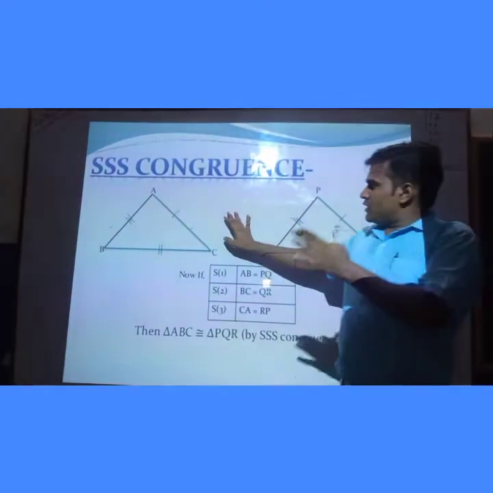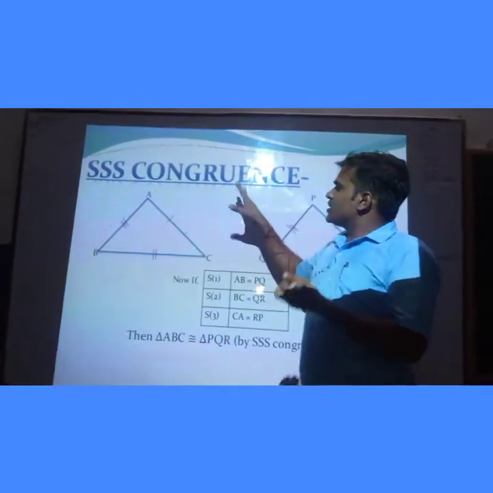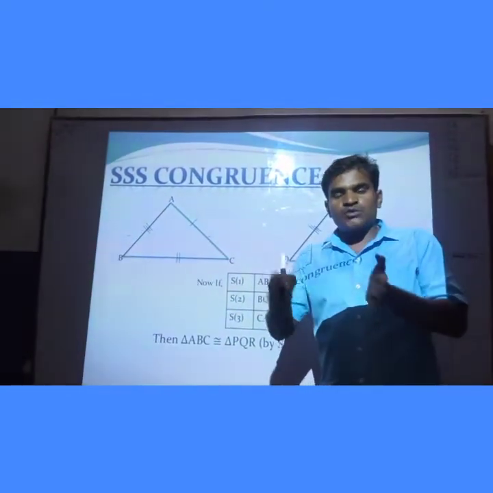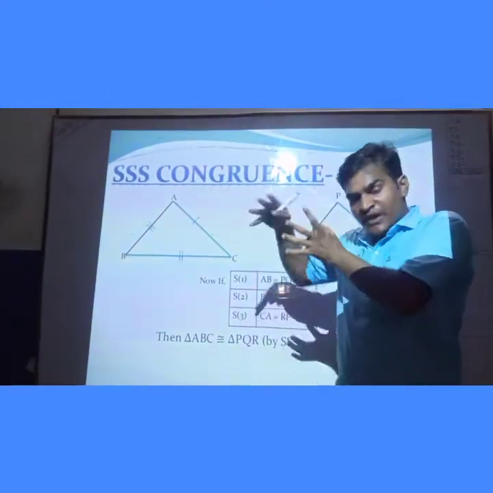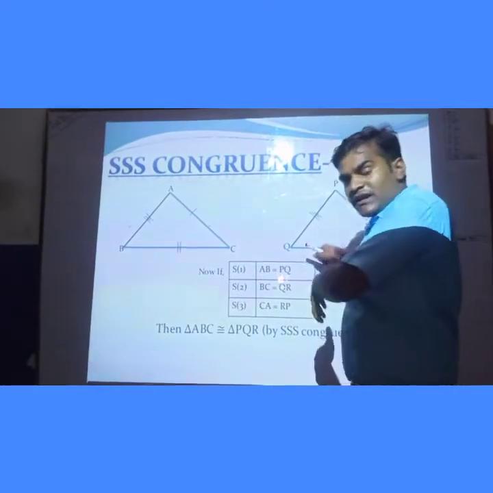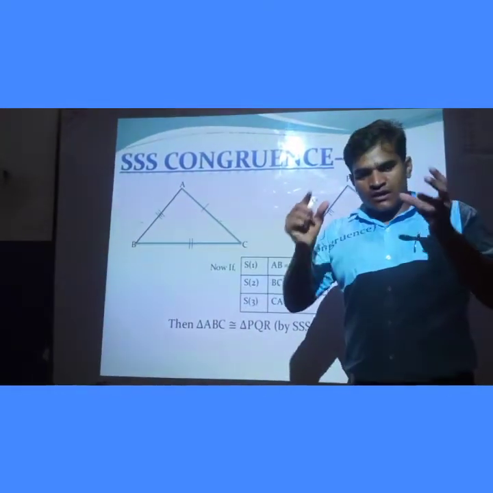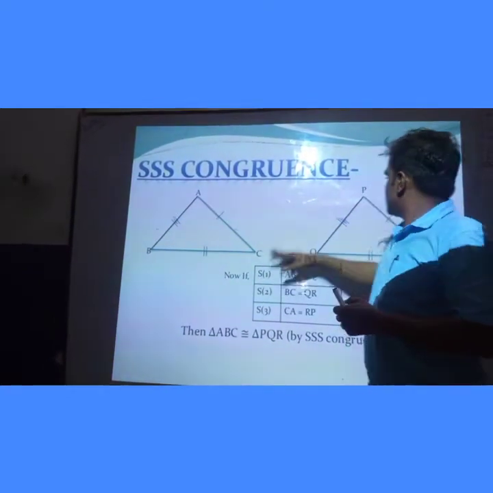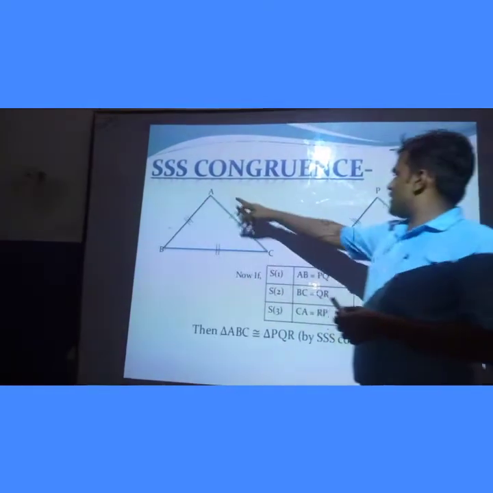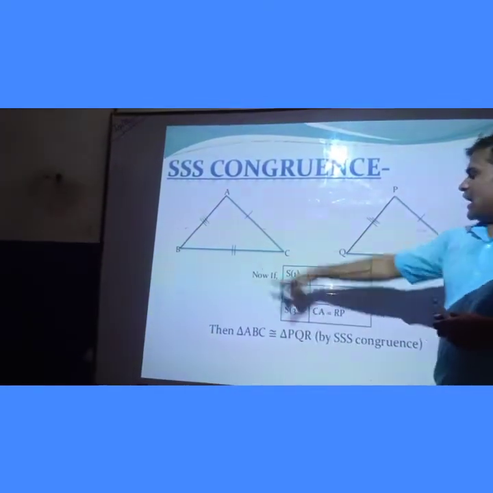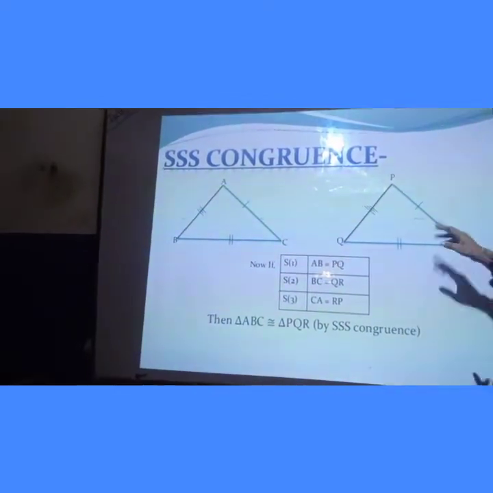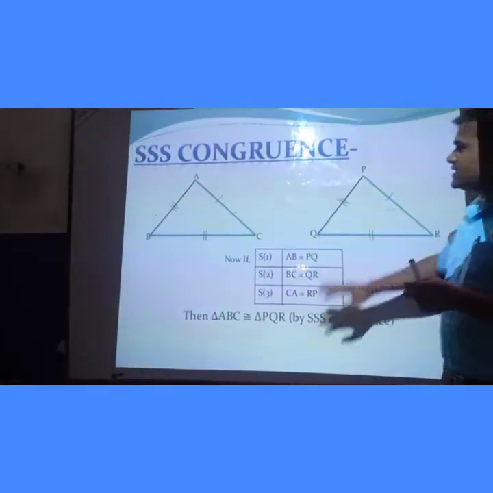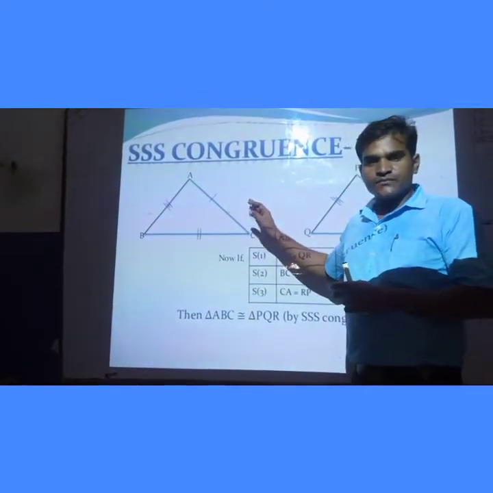Students, here is the SSS congruency criteria. In SSS congruency criteria, three sides of one triangle are equal to the three corresponding sides of another triangle. Then the two triangles are called congruent by SSS congruency criteria. So here AC is equal to PR, AB is equal to PQ, and BC is equal to QR. So children, triangle ABC is congruent to triangle PQR by SSS congruency criteria.